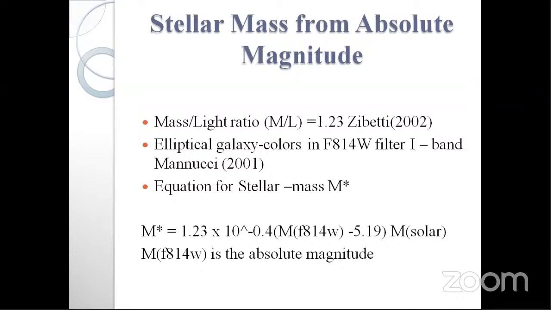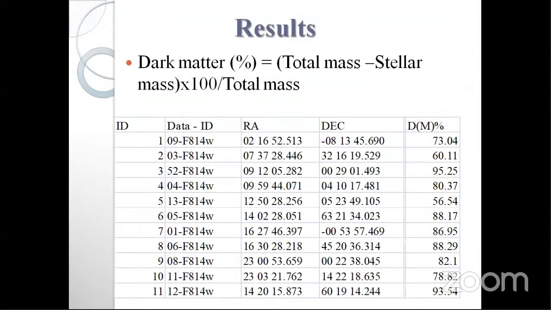And for the stellar mass, here M_F814 is the absolute magnitude that we have calculated, and it is in terms of solar masses. Now with this formula, we get the stellar mass content within the Einstein ring. Now we are equipped with everything to find the dark matter.